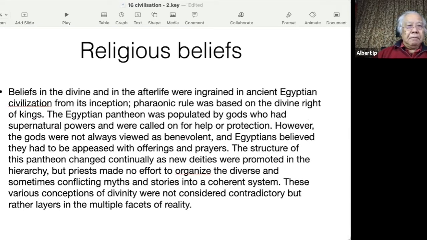Religious belief: beliefs in the divine and in the afterlife. So again, there are multiple gods. Gods were not always viewed as benevolent, and the Egyptians believed they had to be appeased with offerings and prayers. The structure of this changed continuously as new deities were promoted in the hierarchy, but the priests made no effort to organize the diverse and sometimes conflicting myths and stories into a coherent system. So there are many contradictions.